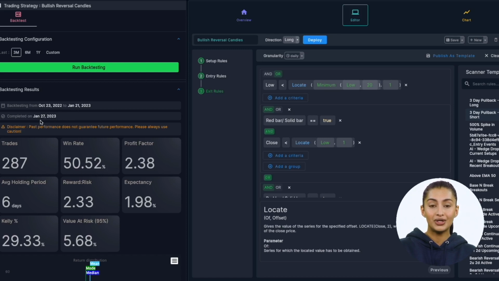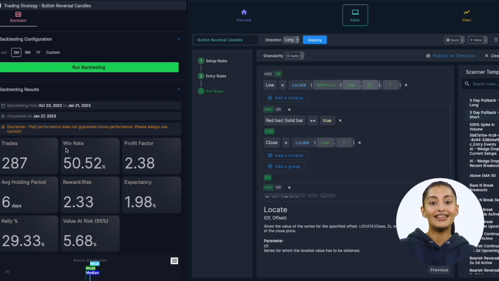Researchfin.ai shows a few useful metrics that help analyze the effectiveness of our strategy. First, we can see how many trades the strategy generated in a given period. Too many trades mean that the criteria are too loosely defined, and too few trades mean that the criteria are too strictly defined. Here it shows 287 trades in 3 months. This is neither too many nor too few.